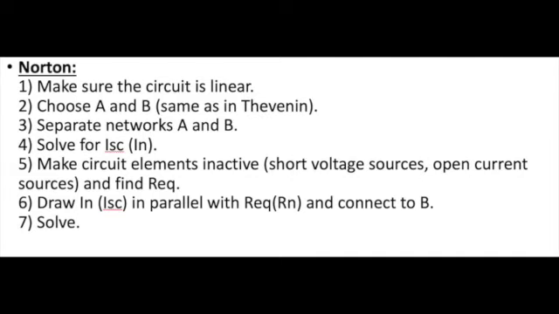It's going to be the value of your current source that's going to be in parallel with REQ. So we've solved for REQ previously using methods that we've previously discussed. And then lastly, the final step would be to draw your current source with the value of the short circuit current in parallel with REQ and connect it back to the load in network B.